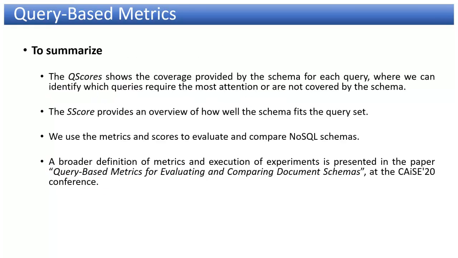To summarize, the key score shows the coverage provided by the schema for each query, where we can identify which queries require the most attention or are not covered by the schema. The S-score provides an overview of how well the schema fits the query set. We use the metrics and scores to evaluate and compare NoSQL schemas. A broader definition of metrics and execution of experiments is present in the paper Query-Based Metrics for Evaluating and Comparing Document Schemas at the CASE conference.